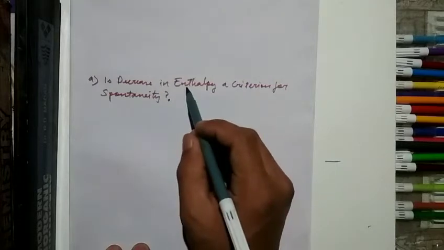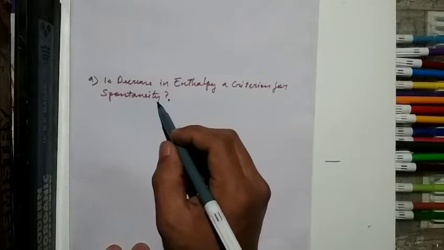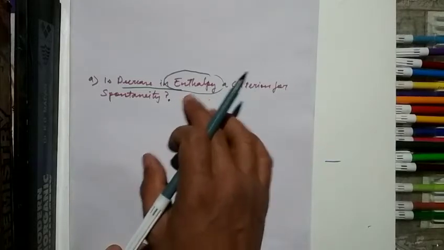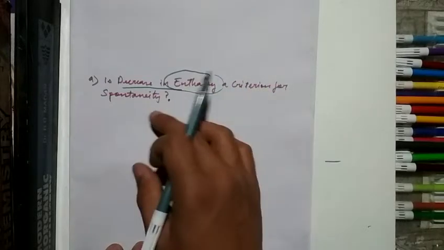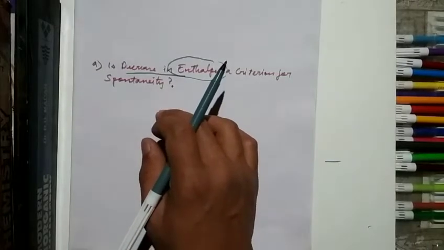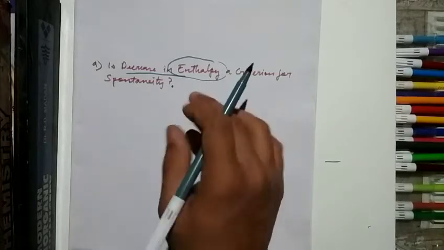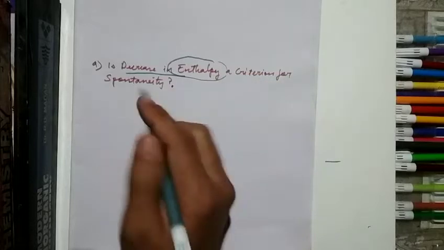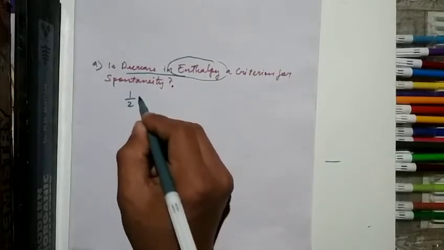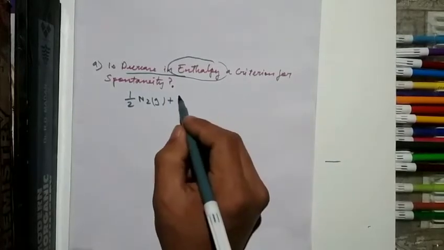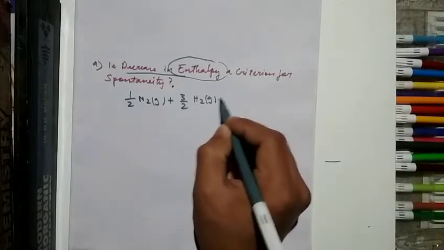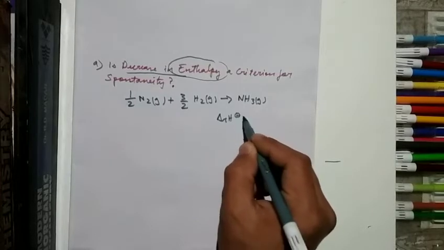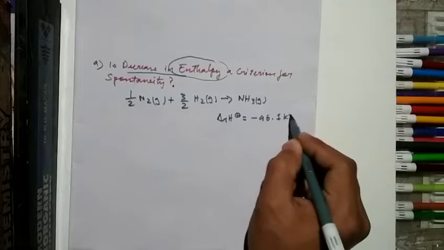Next is: is a decrease in enthalpy a criterion for spontaneity? So when there is a decrease in enthalpy, we are going to check whether it is a criterion for spontaneity. For this, let's see exothermic reactions. We may think that an exothermic reaction may be spontaneous, so it may move in one direction. Let's take the example of half N2 gas plus 3/2 H2 gas to give ammonia. The enthalpy of reaction here is minus 46.1 kilojoule per mole.